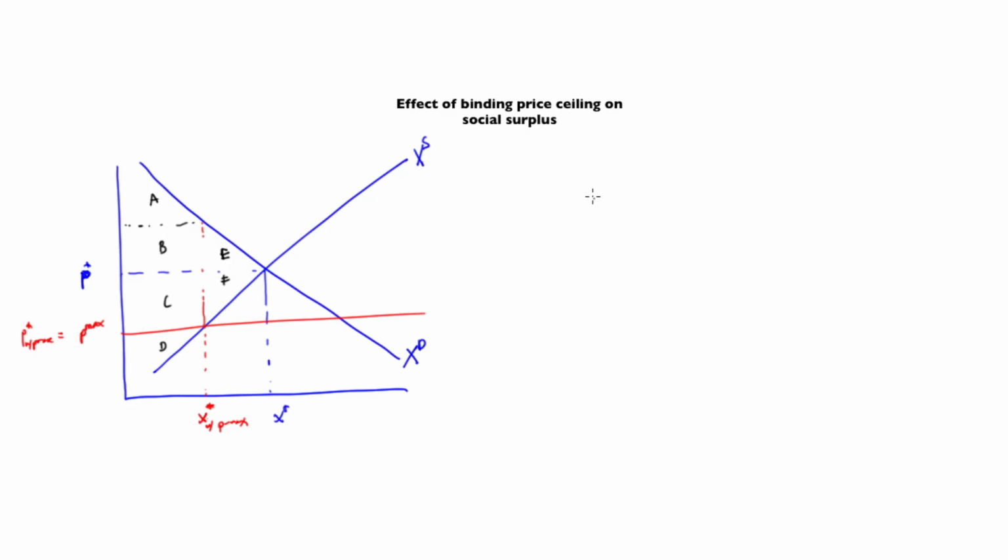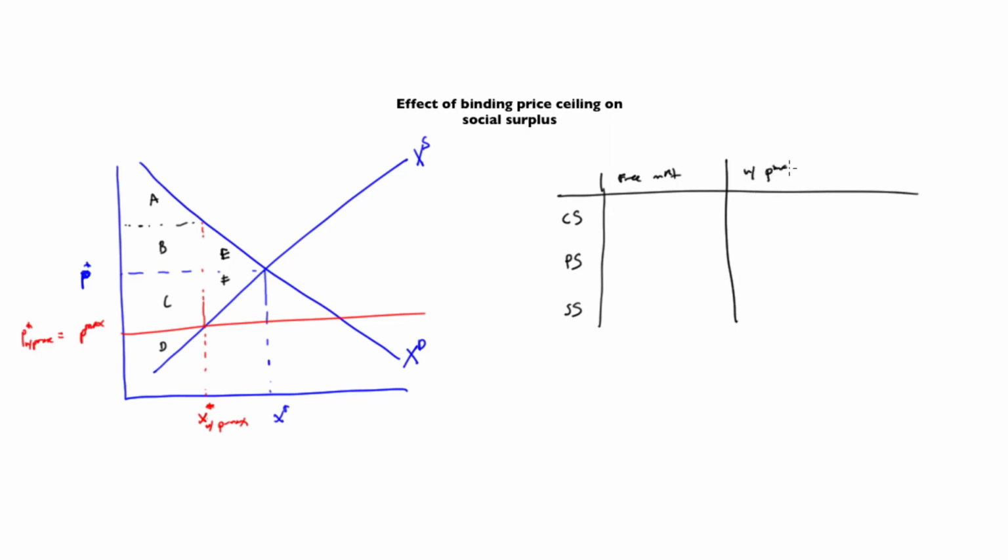And I'm going to make a table here of the consumer surplus, the producer surplus, and the social surplus at the free market, at the price ceiling, and the change, the difference. Okay? So let's start with the free market. It should be obvious to see that the consumer surplus is A plus B plus E, the producer surplus is C plus D plus F, and the social surplus is the entire triangle, which is A plus B plus C plus D plus E plus F.